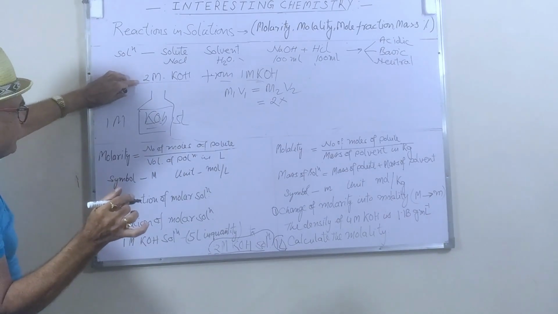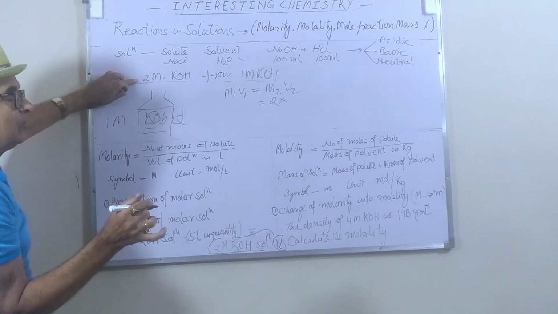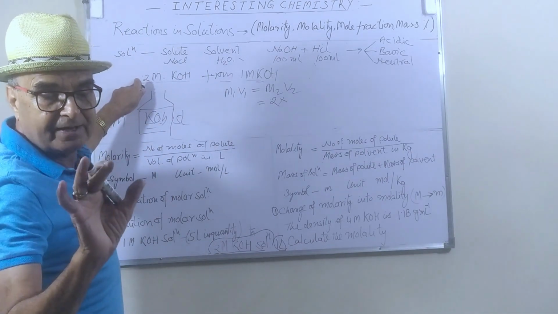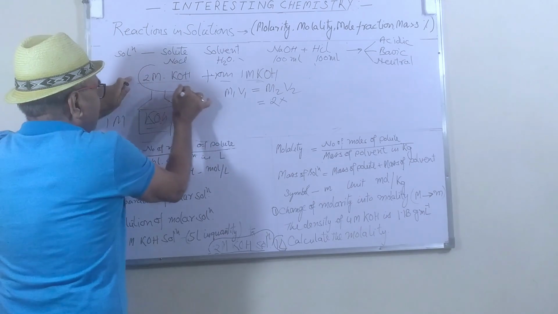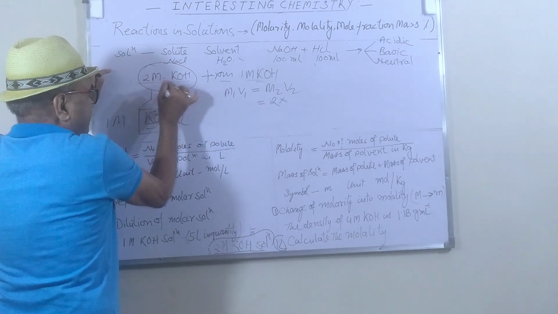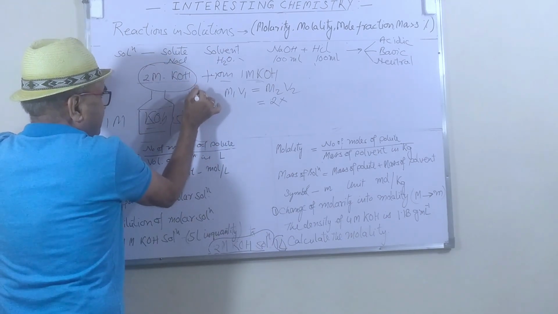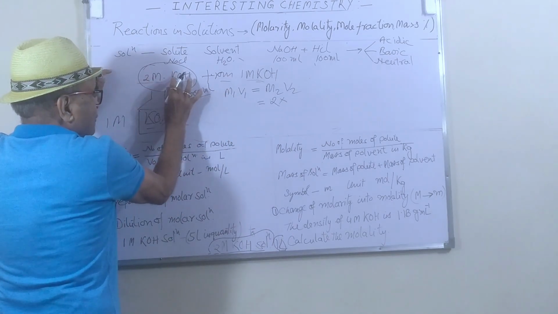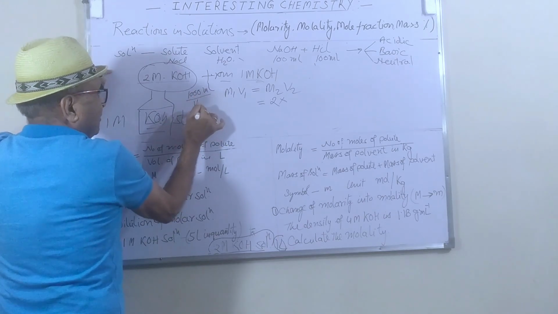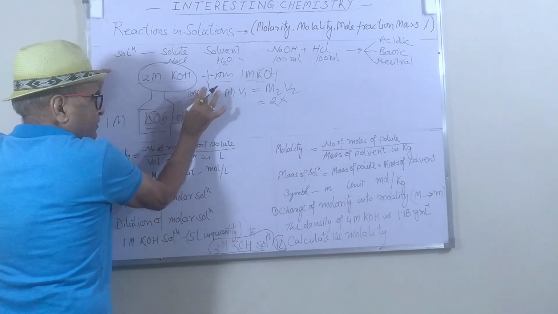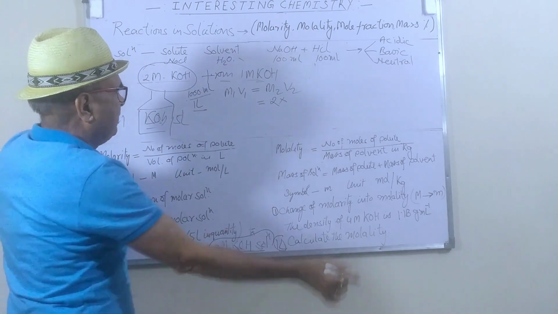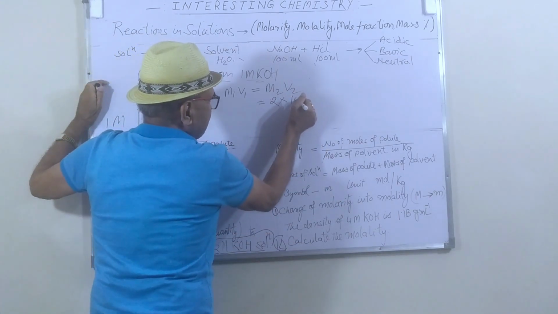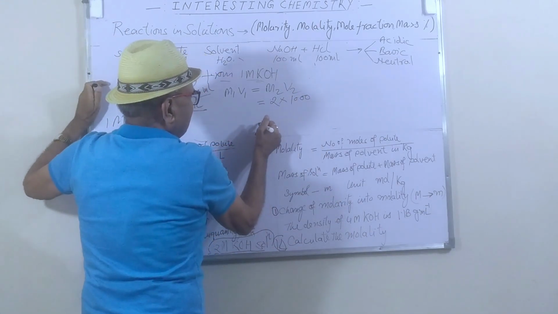What is the amount of this solution? When you prepare the whole total solution, what will be the amount of this solution? This is equal to 1000 milliliter. 0.2 M KOH means 1 liter, and 1 liter means 1000 milliliter. So we write here M2 is 1000 milliliter.